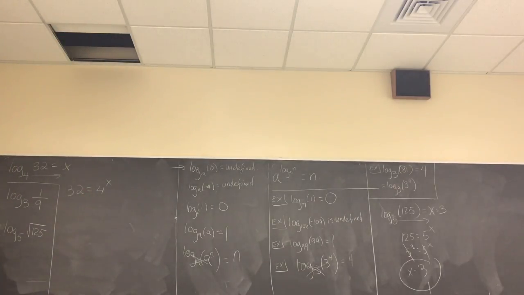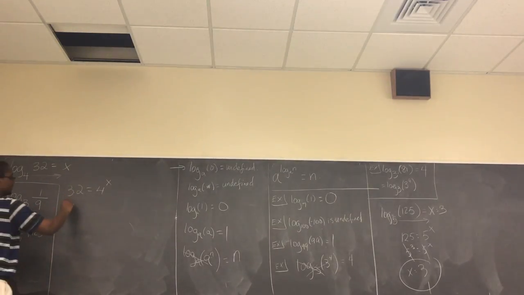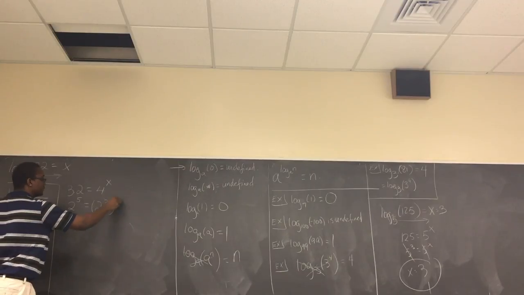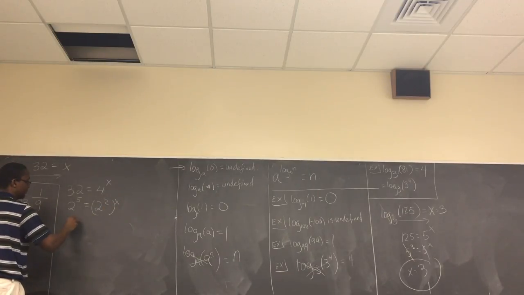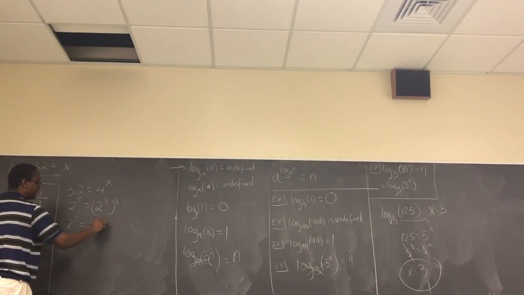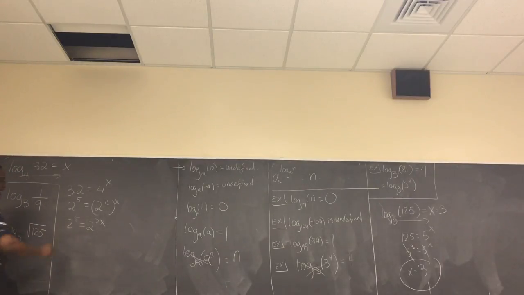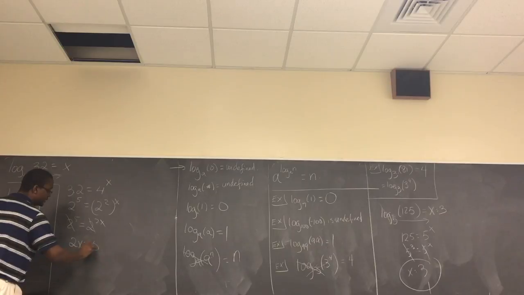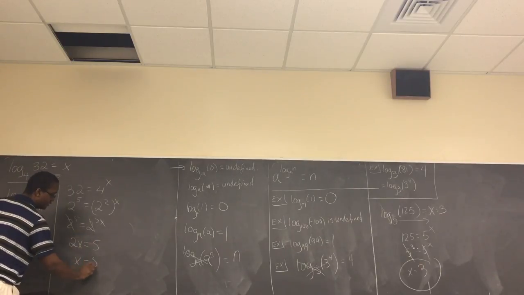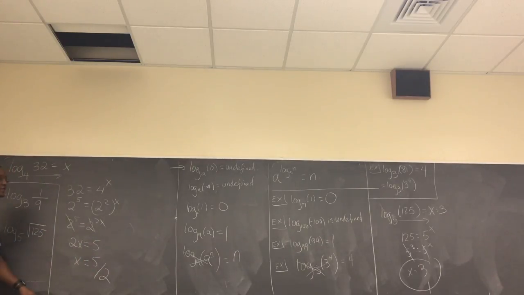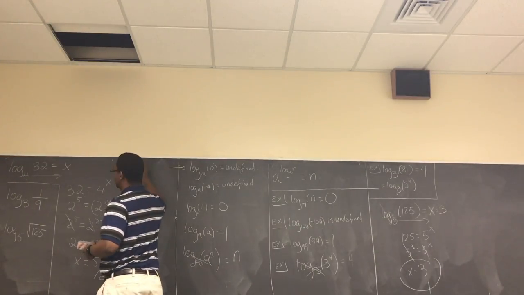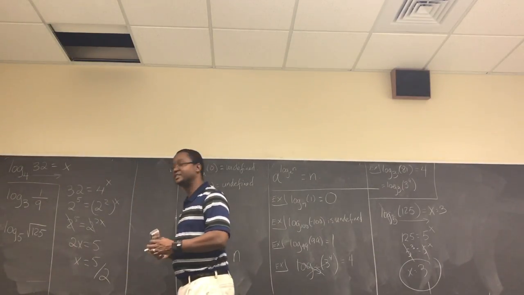Are the bases the same? Are they from the same base family? This right here is 2 to the 5th power. This right here is 2 squared. And so 2 to the 5th equals 2 to the 2x. I can say bye-bye base. Bye-bye loneliness. Hello, correct answer.